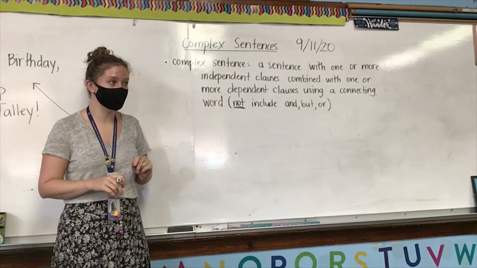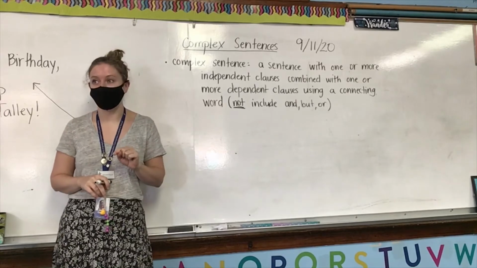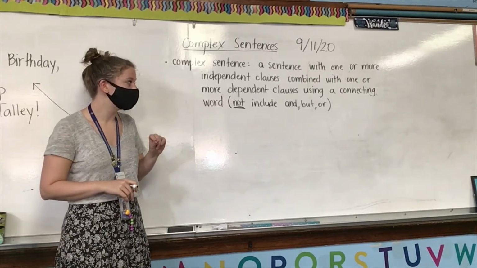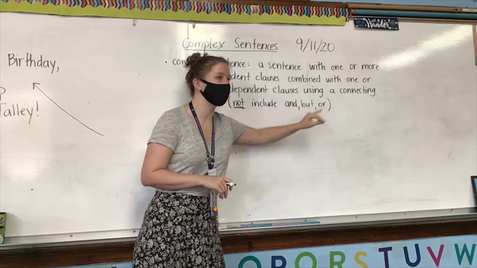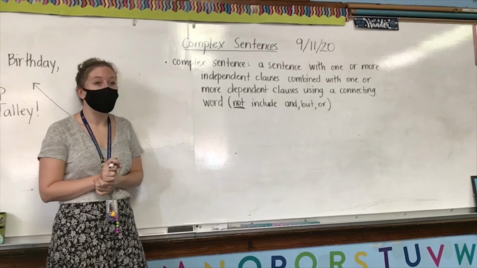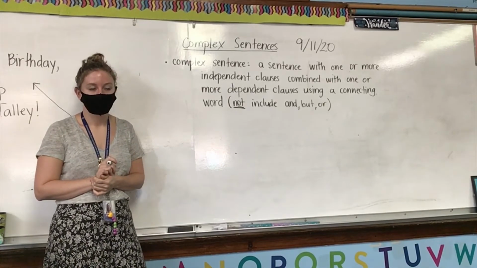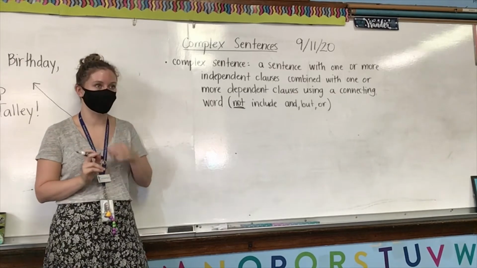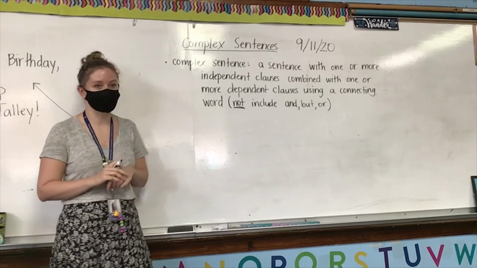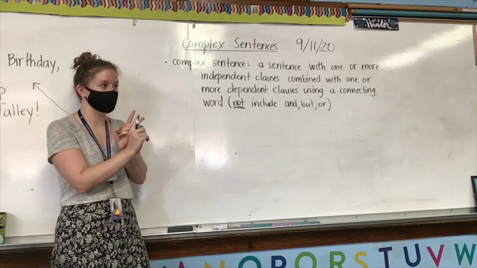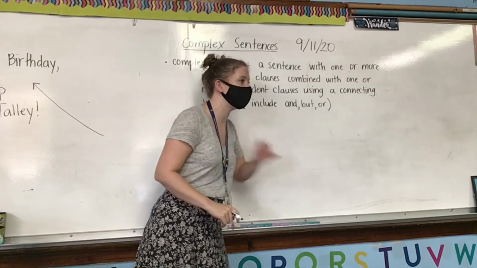Complex sentences are an independent clause combined with a dependent clause not using and, but, or. So compound sentences have two or more independent clauses combined with and, but, or. Complex sentences have an independent clause and a dependent clause combined with a word that is not and, but, or.